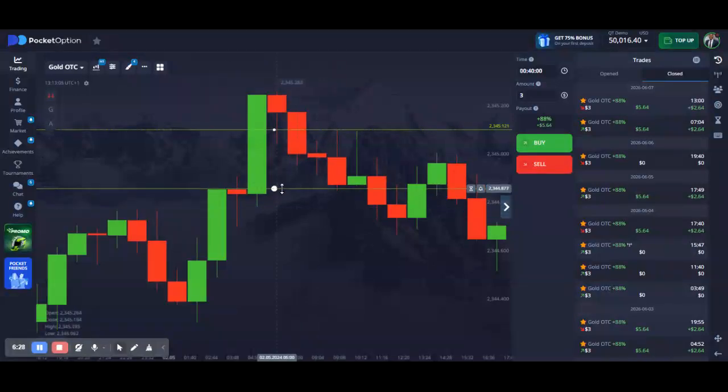This, my friend, is an inside bar candle. This is the mother candle. This is the baby candle. Now, when we are trading inside bar, we said you have to wait for what? A breakout.